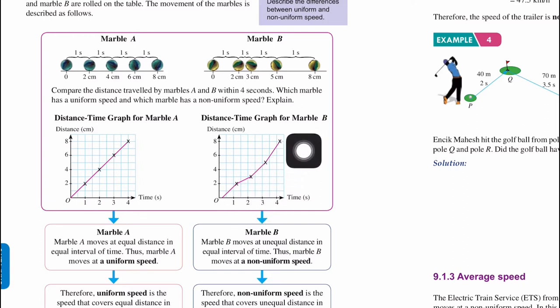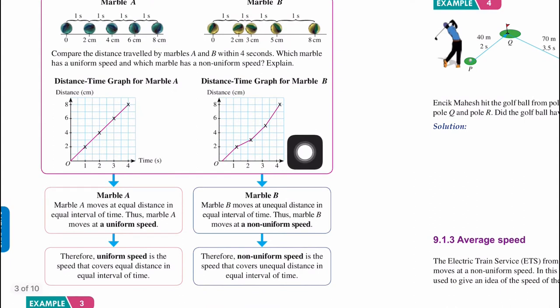So what can we say about these two marbles? Marble A moves at equal distance in equal interval of time. Thus, marble A moves at a uniform speed. Dia bergerak tapi speed dia sama saja. Therefore, uniform speed is the speed that covers equal distance in equal interval of time. Ini keyword dia di sini: equal distance in equal interval of time.